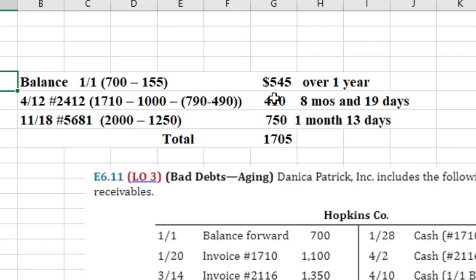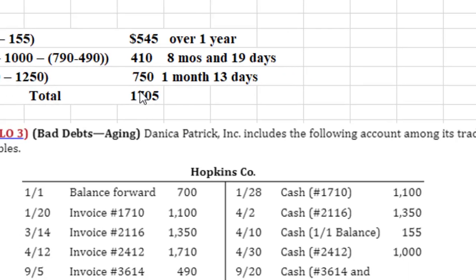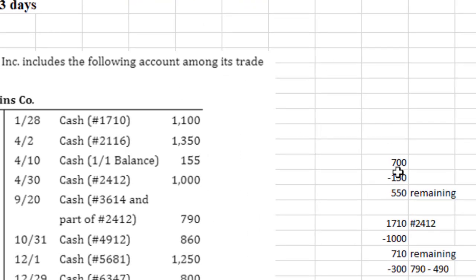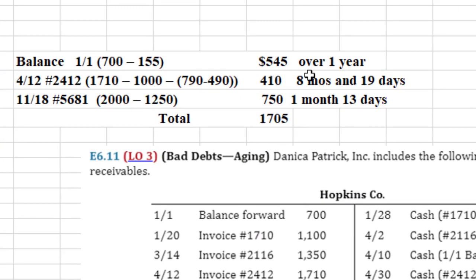So the amount that's left over, oops, I see an error here. It wasn't $150, it was $155. So let's quickly fix that. And so you see that $545. Well, it's been over a year. We don't know how long, but we know it's been since the beginning balance, and so that's more than a year. 2412 was April 12th.